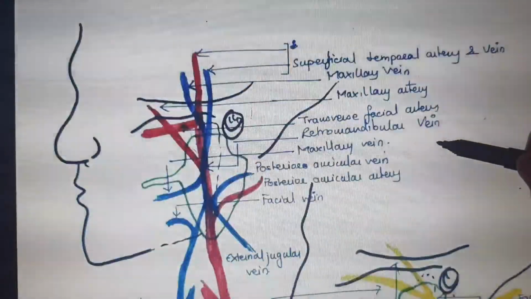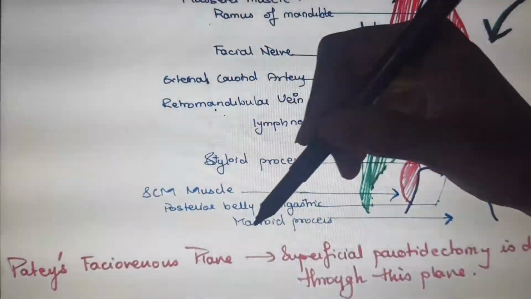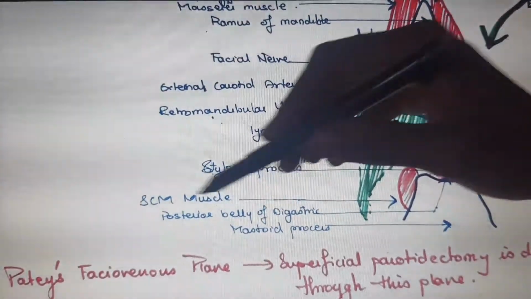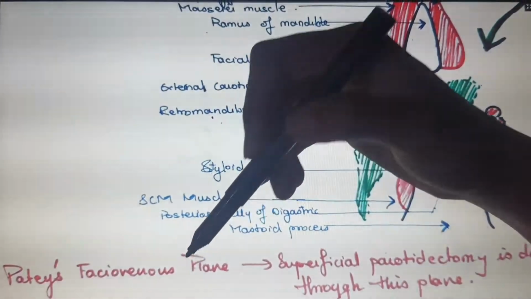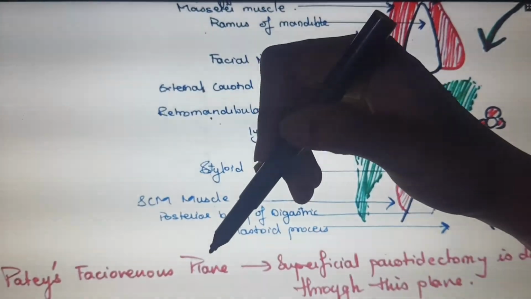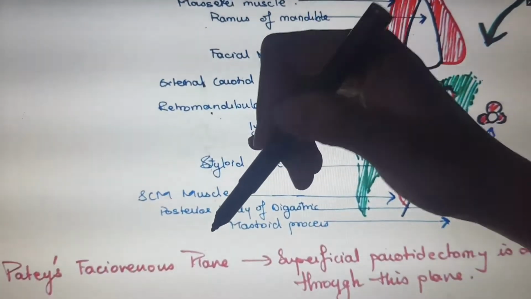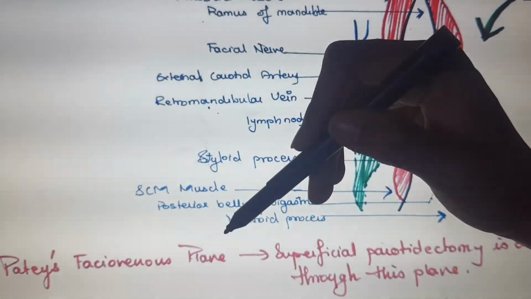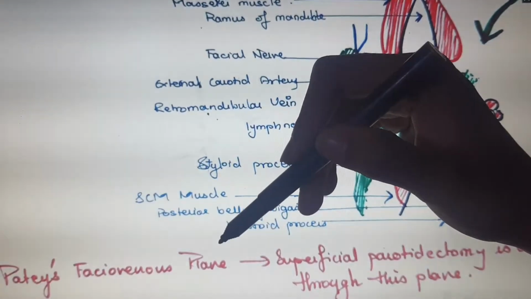This is all about the anatomy of the parotid gland. Now the superficial parotidectomy is done through the facial nerve. I'll be talking about this in my further video, that is part 2 of the parotid gland, where I'll be discussing the surgical management of the parotid gland.